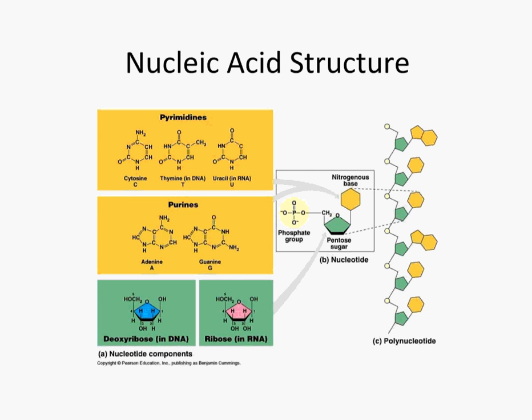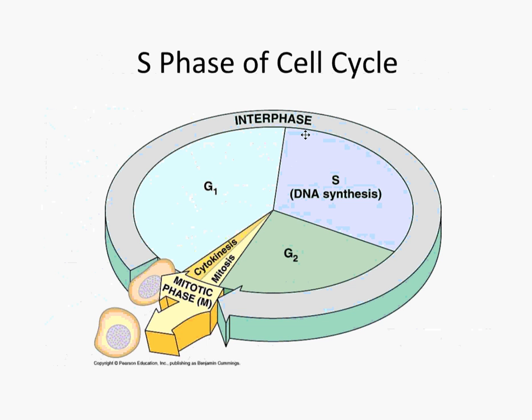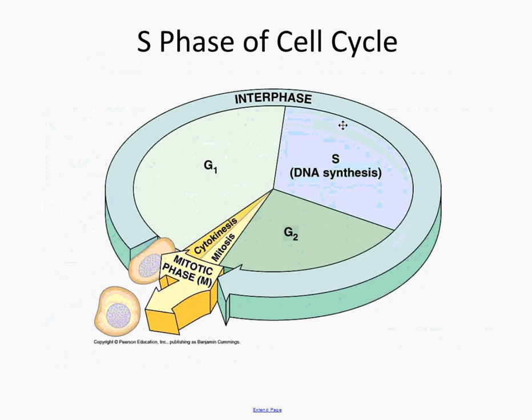So when T is being replicated, it makes an A. T will never match with a T. G will never match with a G. G always matches with C. T with A, A with T, C with G. You get the idea. DNA replication happens in the S phase of the cell cycle. Remember that, just to review.